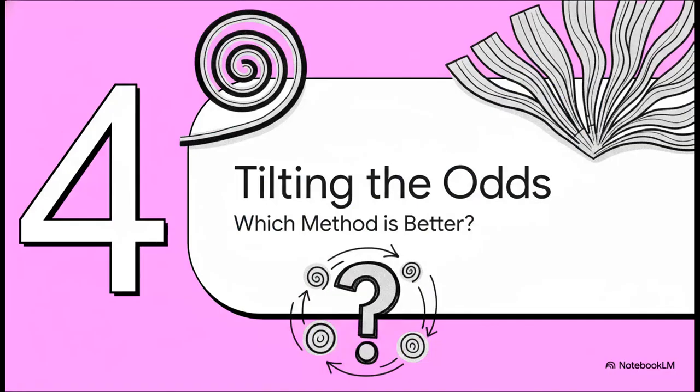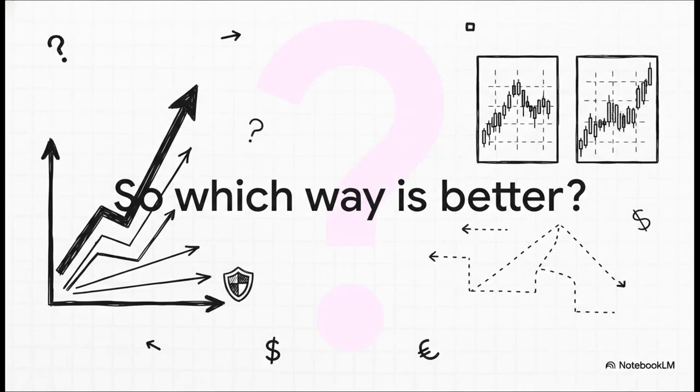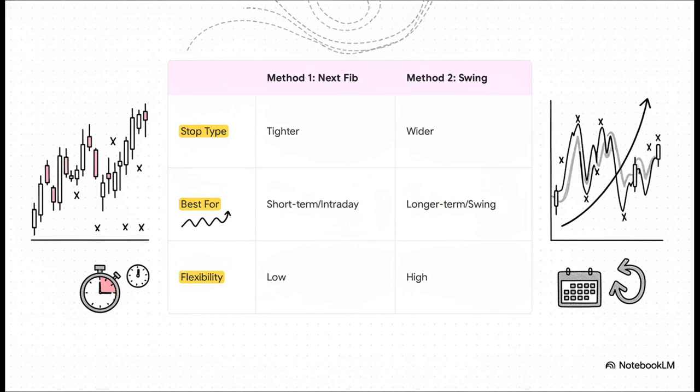All right, so now we've got two pretty different ways of doing things. Method one is tight, it's precise, it's based purely on the fib levels. Method two is wider, more flexible, and based on the market structure. So this leads to the million-dollar question, right? Which way is better? Which one should you be using? Well, this table breaks it down really well. You can see the trade-offs.